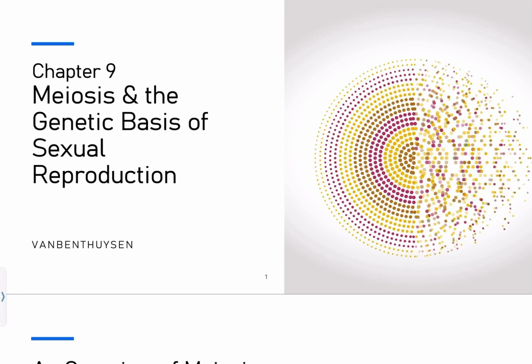Okay, so let's talk about meiosis. And this is a cellular process where we are going to be mixing up genes and cutting the chromosome numbers in half.